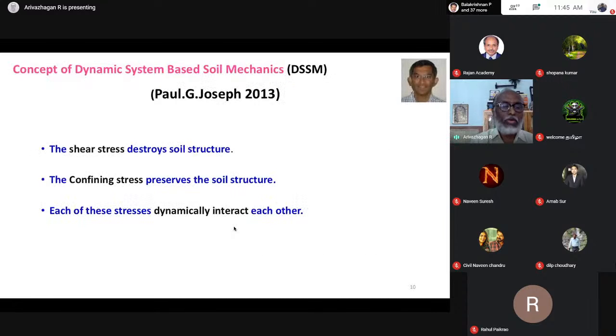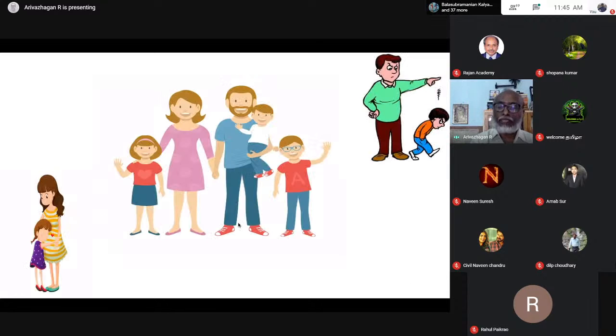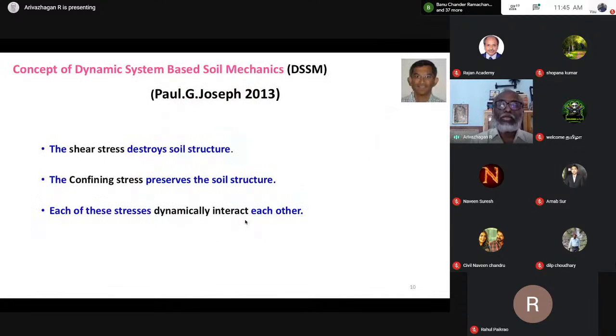So now I'm going to enter into the concept of dynamics-based soil mechanics. Paul G. Joseph, 2013, found this dynamical system-based soil mechanics after conducting research for two decades. He spent two decades finding this concept. It's a very interesting and a very simple concept.